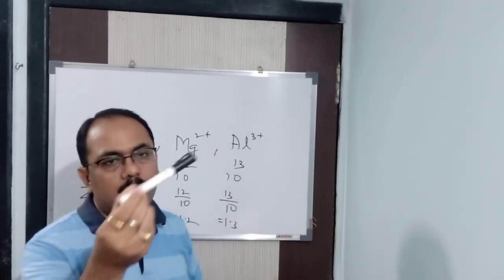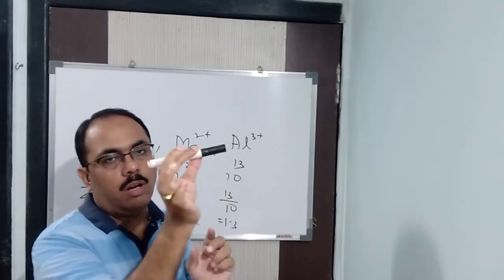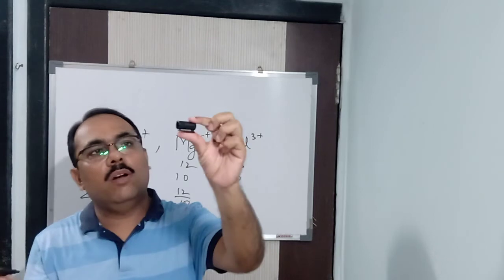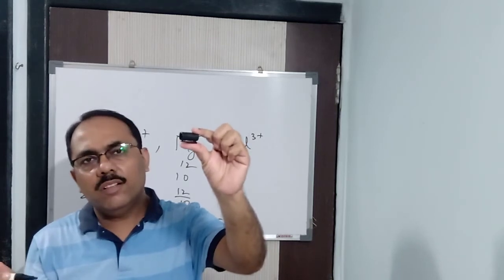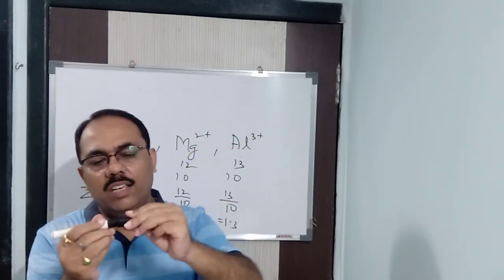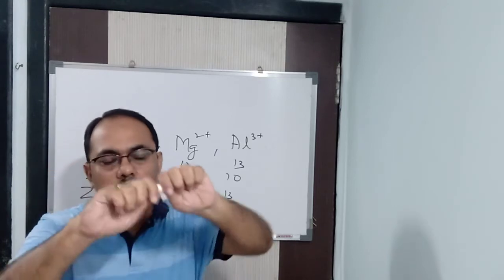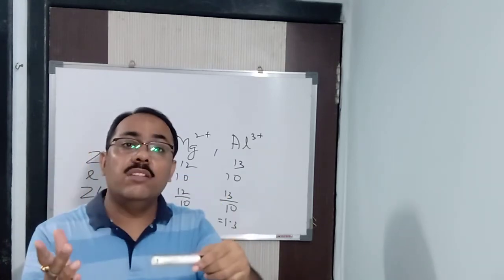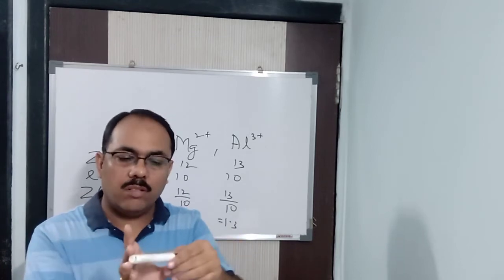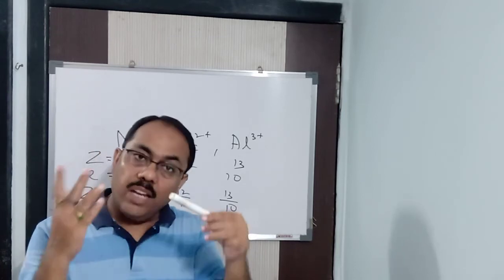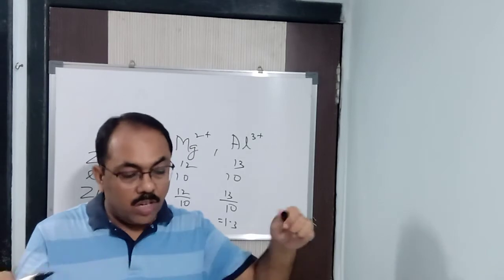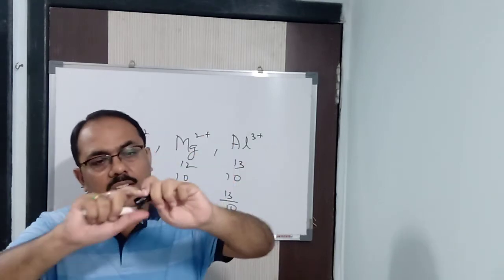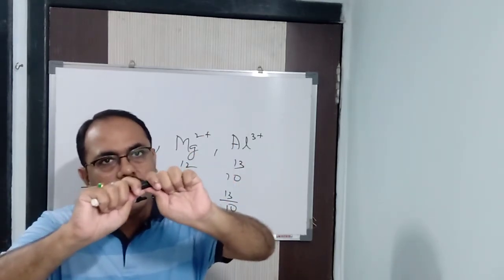For example, see, let us say this is a bond length, and this is a bond length. Which is easy to break for you? Definitely, this is the bond which is easy to break. I can break it very easily because the larger the bond, the less stable and weaker it is. As the bond length increases, it becomes more and more weak. The smaller the bond, is it easy for you to break? No, it is not easy, it is difficult.